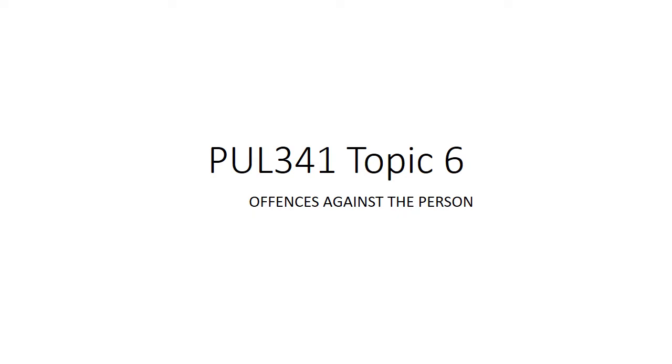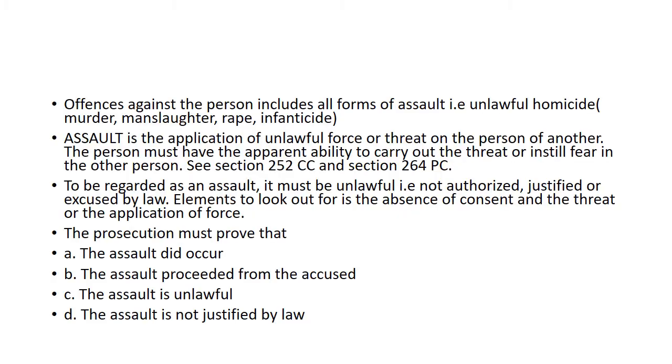Now, under these offenses against the person, what are we talking about here? What do we have in mind? All offenses against persons include all forms of assault, and unlawful homicide in the form of murder, manslaughter, infanticide, or rape. Assault generally is the application of unlawful force or threat on the person of another.